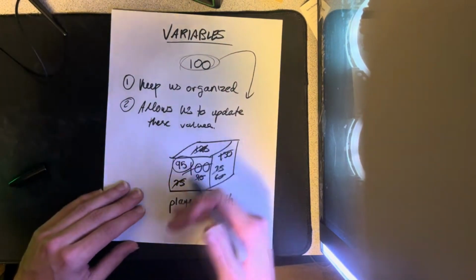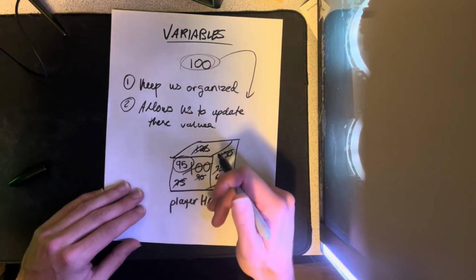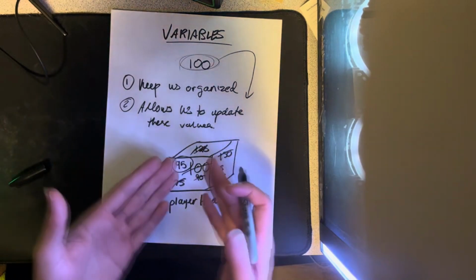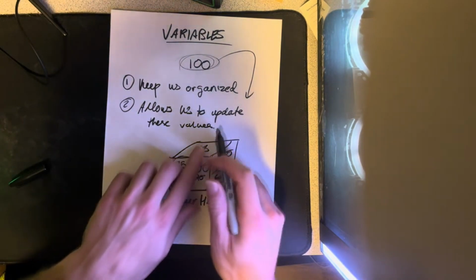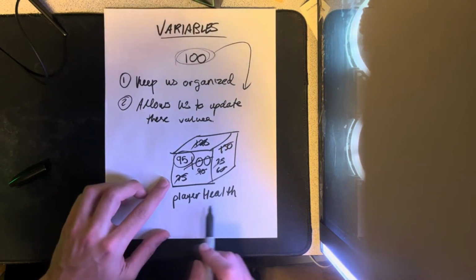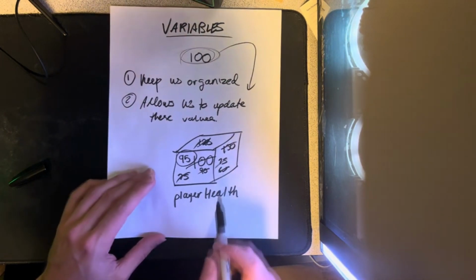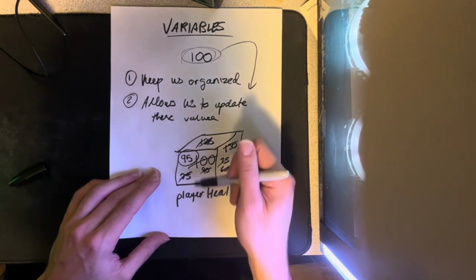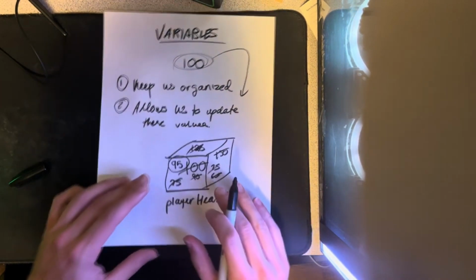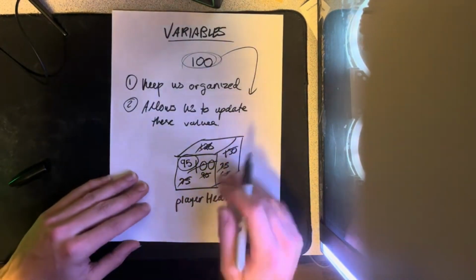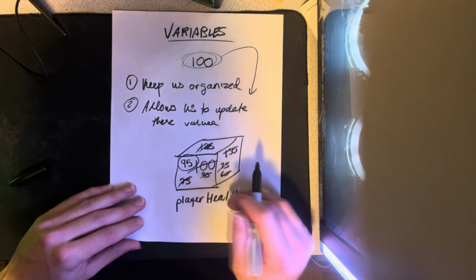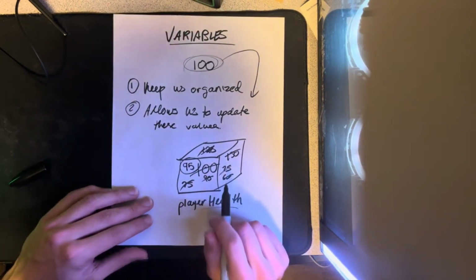A lot happened to this number. I don't need to know any of this. I don't need to know any of these numbers. All I need to know is the name of my variable. Because if I'm writing code, if I'm writing methods and I'm writing stuff to make my game or my program interactive and engaging, all I need to know is the health of the player.